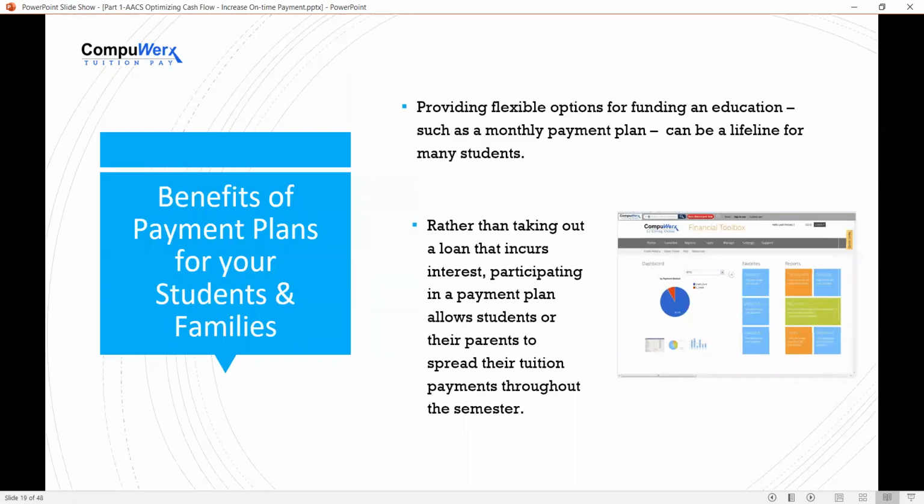Okay, let's talk about benefits for the student. Benefits of the payment plan for the students. Providing a flexible option for funding education, such as a monthly payment plan, is a lifesaver for many, many students. Rather than taking a loan out, which incurs origination fees, interest fees, finance fees, and all that. Participating in a payment plan allows your student to spread their tuition payment throughout the year.